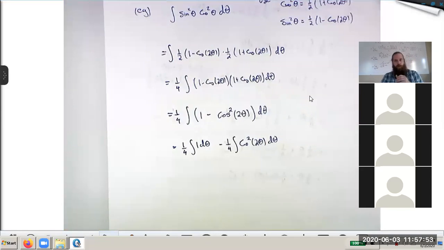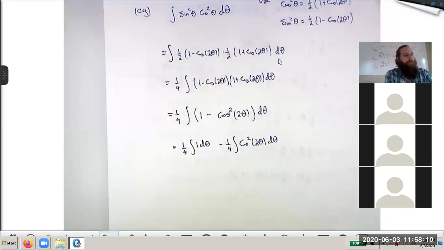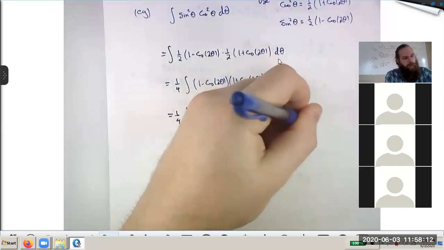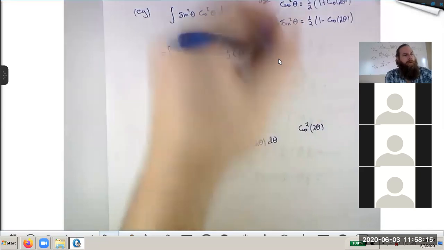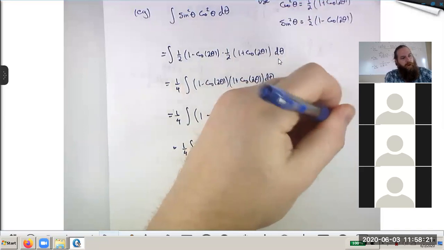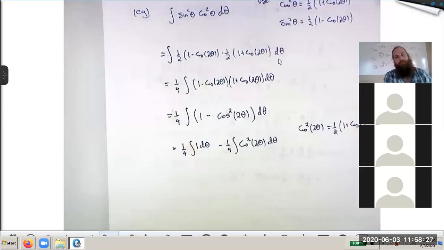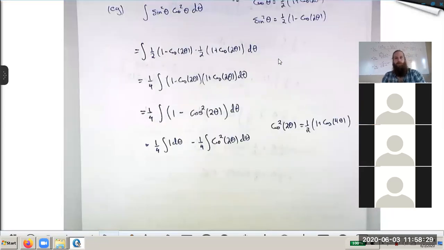Any thoughts on what I could do with cos squared 2 theta? Same sort of way, yes, but we have to be a little bit careful because the identities up here say cos squared theta equals something, not cos squared 2 theta. But what shows up on the left as the variable is doubled on the right. So cos squared of 2 theta is 1/2 times 1 plus cos 4 theta. Just replace theta by 2 theta in the original.